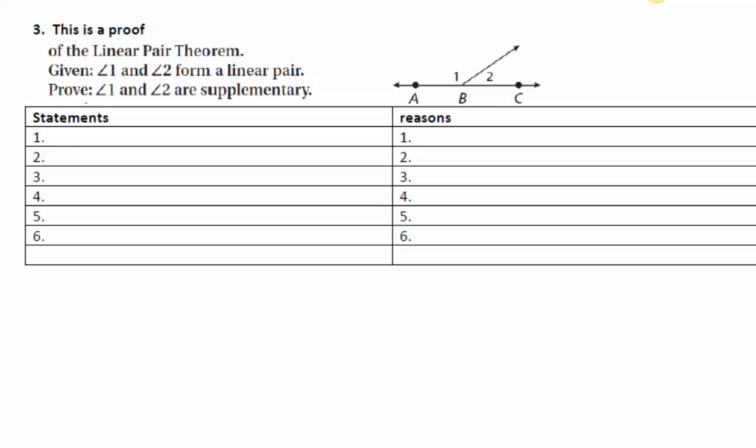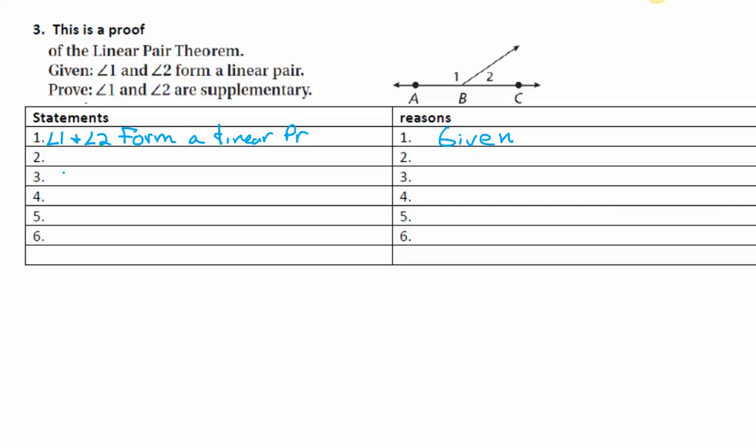And if you remember the linear pair theorem, that is the theorem that says, let me read it to you again, if 2 angles form a linear pair, then they are supplementary. So we are going to start by writing in our given into line 1. And you're going to write it just like it is. It's a little bit long, but that's okay. It's okay to put words in proofs. Form a linear pair, and the reason is given.